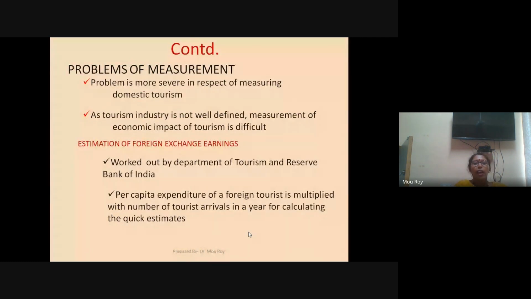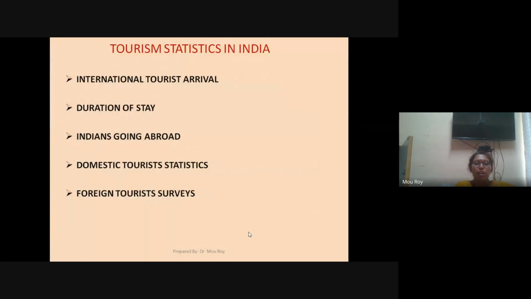Of course, sometimes there are problems, as the tourism industry is not well defined, so measurement of the economic impact of tourism is difficult. Sometimes it depends on the population also, so you don't get the correct information and are not able to reach the correct conclusion, because you have to analyze the studies. Suppose there are 10 questions in the questionnaire and you answer 8 and leave out 2. These create errors, and sometimes it becomes very difficult to measure.